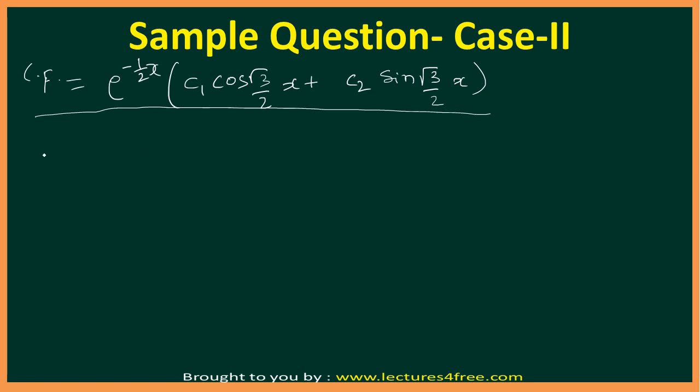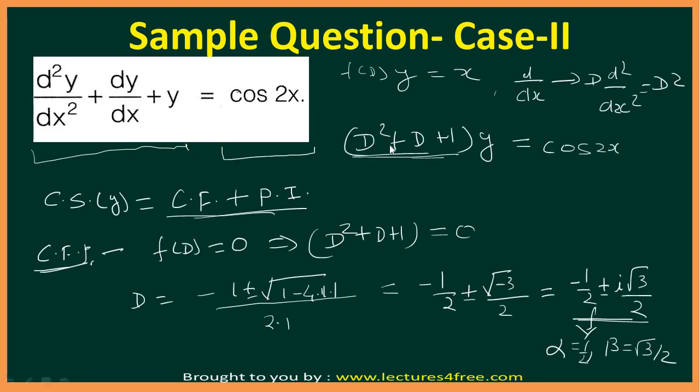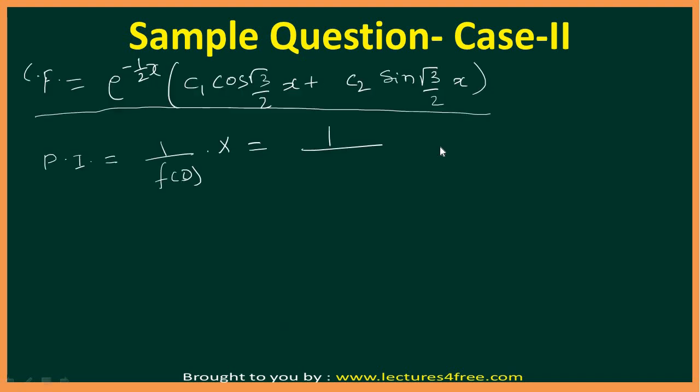Now let's find the particular integral. The particular integral is 1 upon f of D times capital X. Here f of D is D square plus D plus 1, and capital X is cos 2x. If you compare this cos 2x with cos(ax+b), you will get a equal to 2.